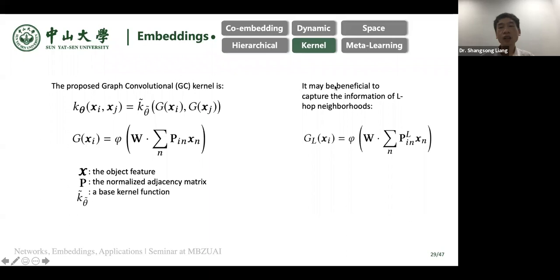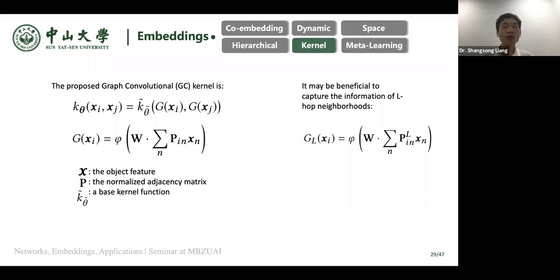If you look at the equations on your right hand side, we consider the hop neighborhood. That means our kernel function considers two things. One is the feature of the nodes. Another is the neighborhoods, the structure of the nodes. So we try to consider the feature and the structure of the node, and then we combine these two pieces of information into the kernel function.